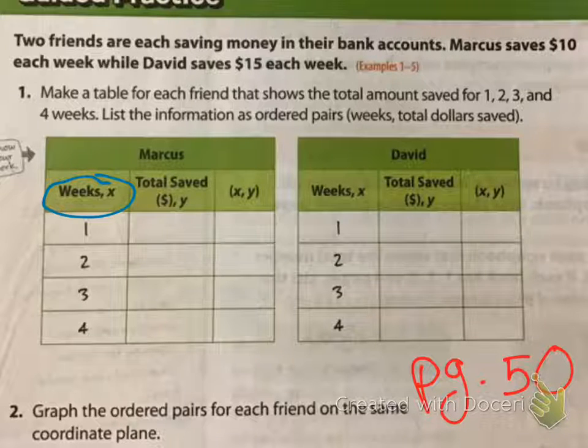So what does our y value mean, Rocco? Total saved. Exactly. So I want you to read the question and fill it out.